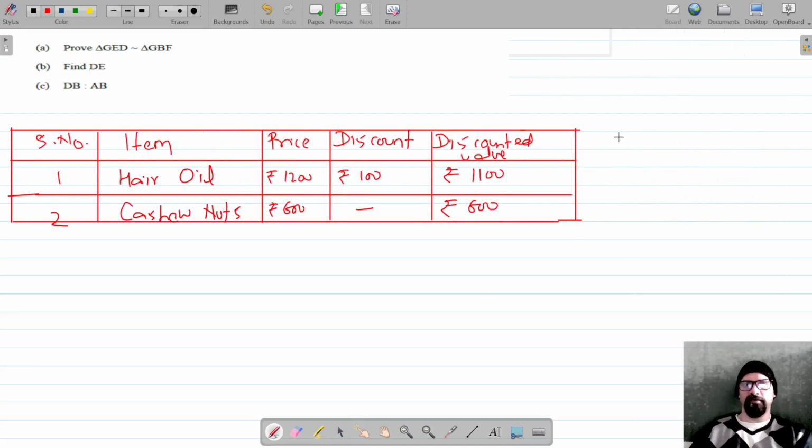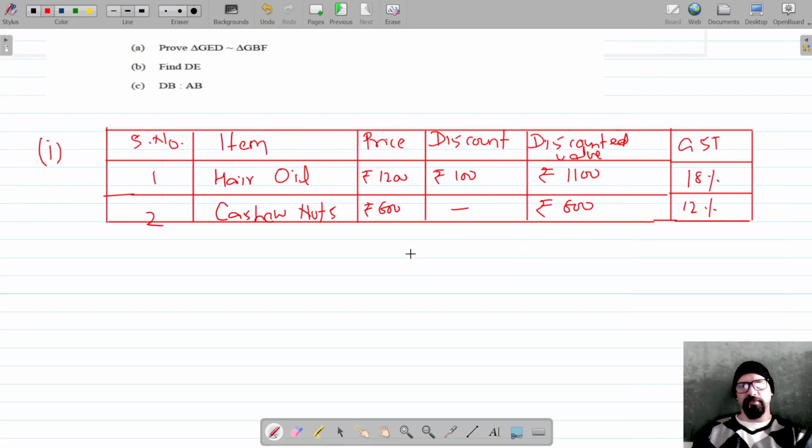And now we are left with only one column, that is the GST paid. GST levied on the goods she bought. So GST was 18 and 12% respectively. So this is 18% and 12% respectively. So we know that GST splits up into CGST and SGST. So let's first consider the first item, which is hair oil.